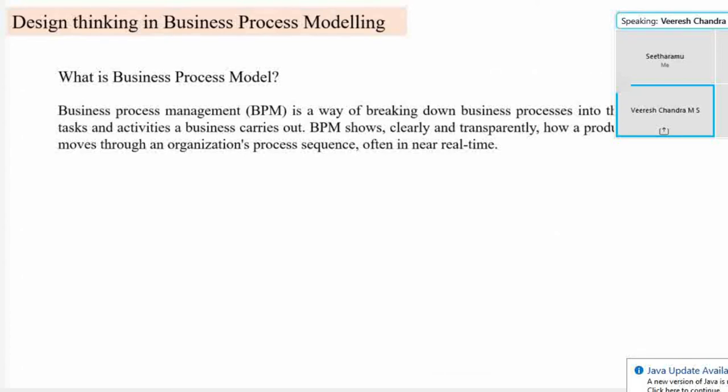It shows clearly and transparently how a product or service transforms as it moves through an organization's process sequence in near real time. So how exactly the product is transformed, what exactly are the processes involved, what exactly is there in that particular process, what are the basic elements of that process. So each and everything will be shown by the business process models, or BPM, let us say.